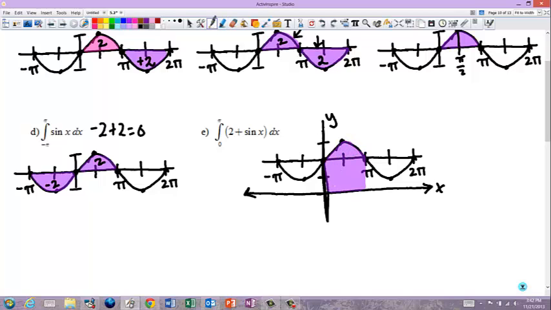So what have we essentially made? We've made a rectangle that has a width of pi and a length of 2. So what's the area of that? 2 times pi is 2 pi. And then the area up here we know is 2. So it would be 2 plus 2 pi. That one's tricky.